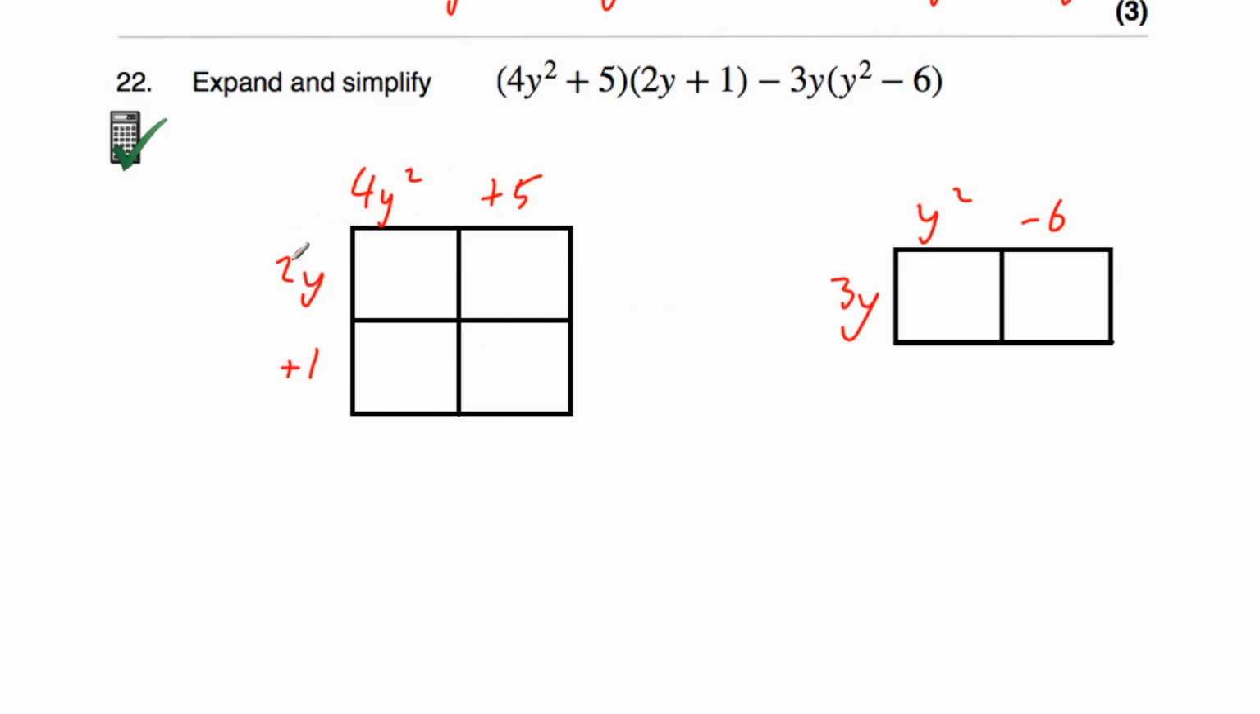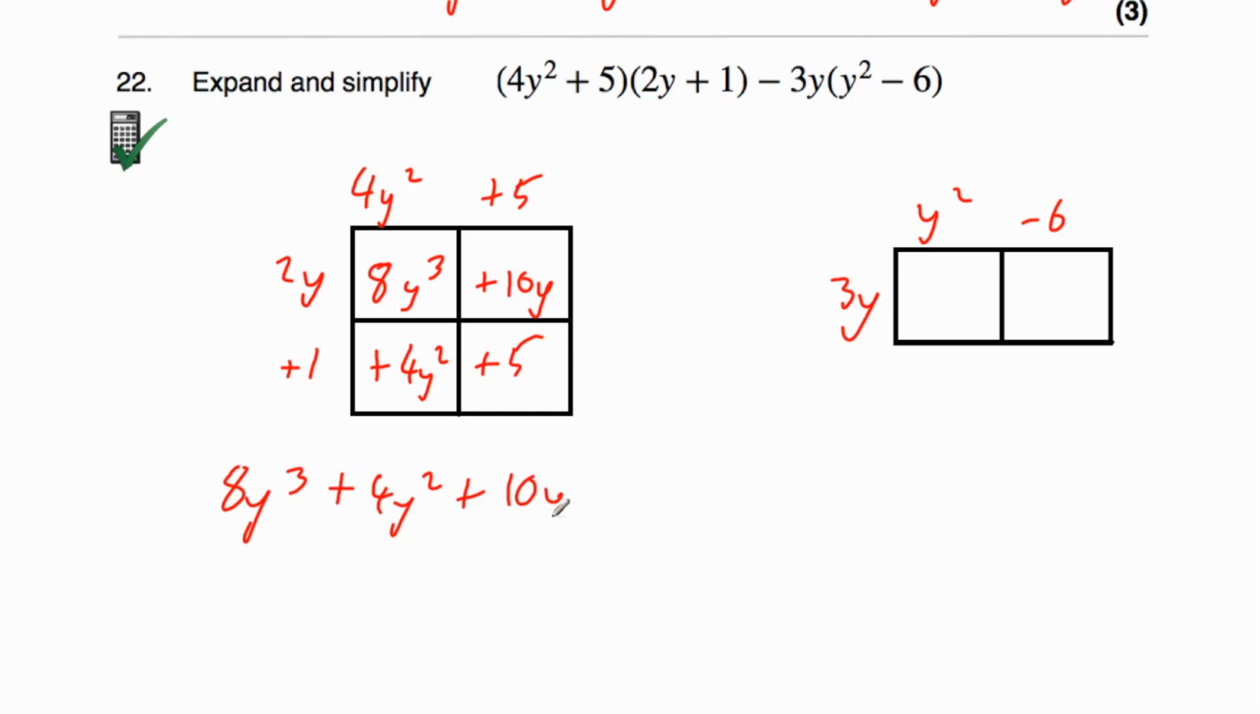So 4y squared times 2y, so 4 times 2 is 8, and then we've got y squared times y, so that's y cubed. Now we've got 2y times 5, so that's going to be plus 10y. Then we've got 4y squared times 1, so that's going to be plus 4y squared. And then we've got 5 times 1, so that's going to be plus 5. So writing out what we've got in our grid, we would have 8y cubed plus 4y squared plus 10y plus 5. And we don't have any like terms here, so that's that bit done.